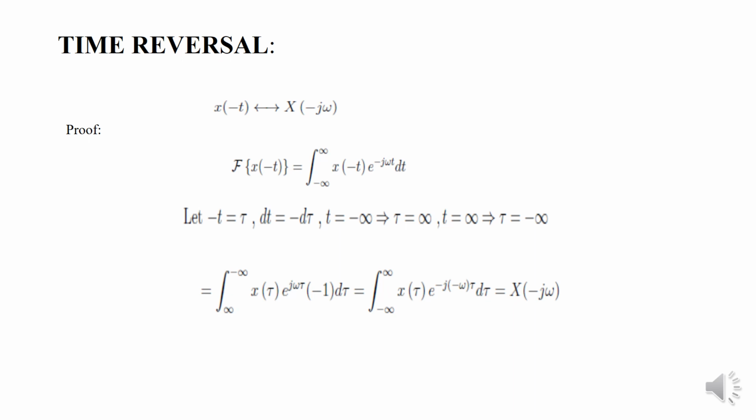Here we are just substituting minus t equal to tau, and we are changing everything in terms of tau, and while substituting we are getting these values. Here we are adjusting according to this formula. Therefore we can write this as X of minus j omega.